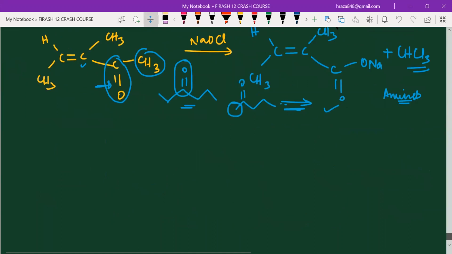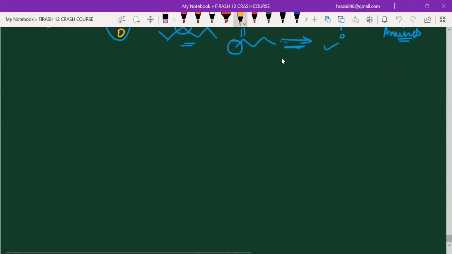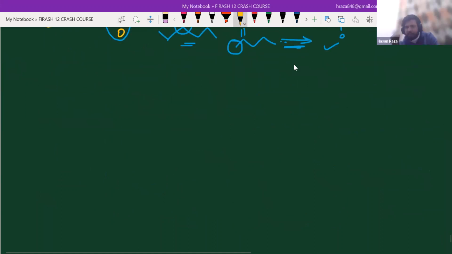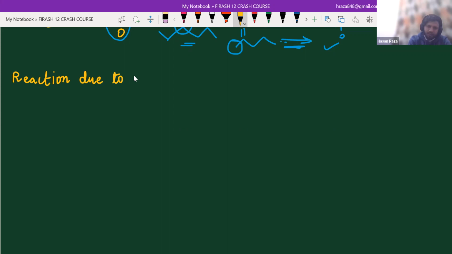Yes. So in the previous class, we did the haloform test, and the haloform test will be given only by that ketone which has a methyl ketone group. Now, today's chemical reaction is a reaction due to alpha hydrogen. Due to alpha hydrogen.